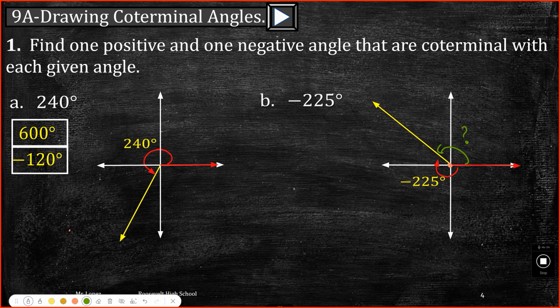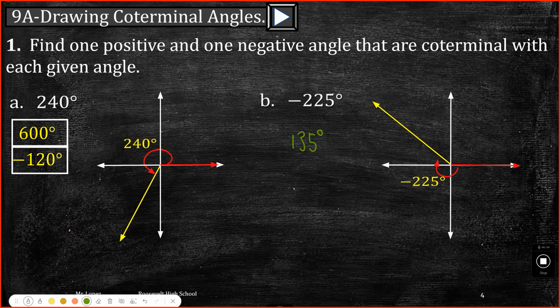135 is correct. Because I think this is going to be 90 plus 45. Yeah, 135. That is correct. This is 135. So the positive one would be 135.